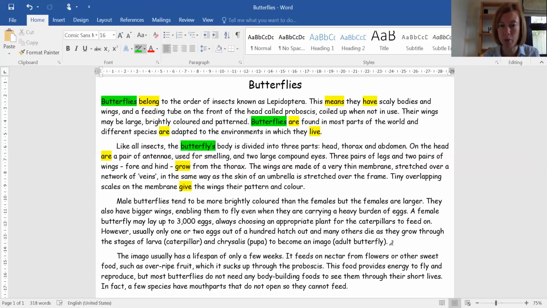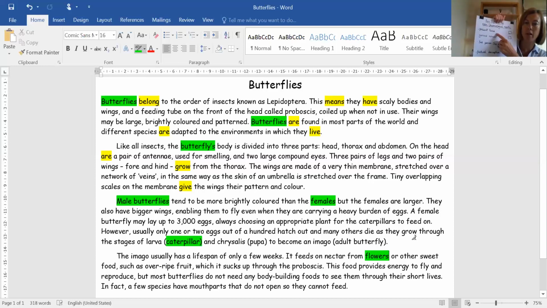Okay, so we can see some more general nouns in there. We've got male butterflies, females, butterflies, and also caterpillar and flowers. We're not talking about one particular male or female, but all of them. So we're making generalizations there. Right, so we've got some examples of general nouns. I would be happy to tick those off and say that yes, they are in that example text.